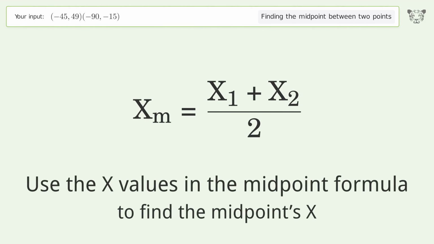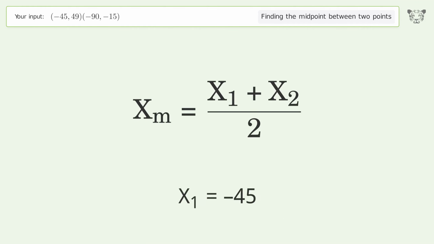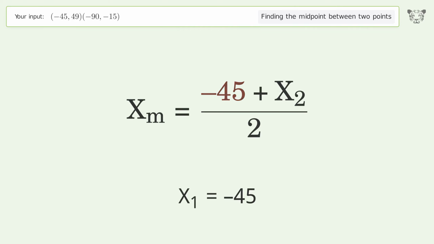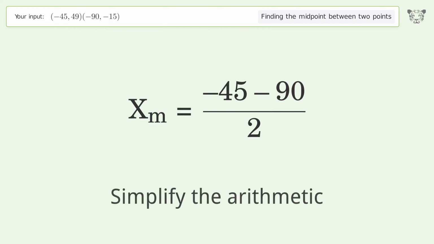Use the x values in the midpoint formula to find the midpoint's x. x1 equals negative 45. x2 equals negative 90. Simplify the arithmetic.